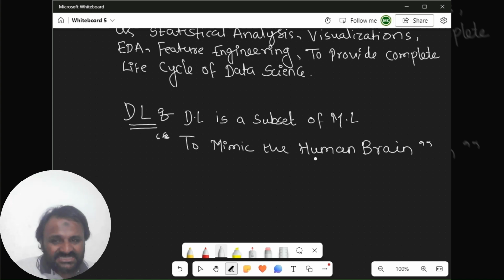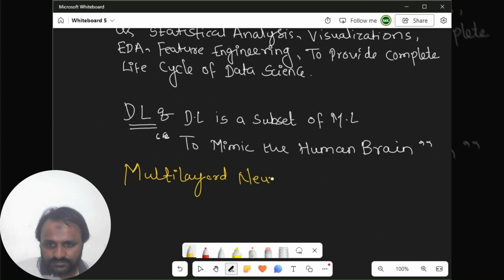Now, why is deep learning capable of mimicking a human brain? Because there is a presence of multi-layer neural networks.